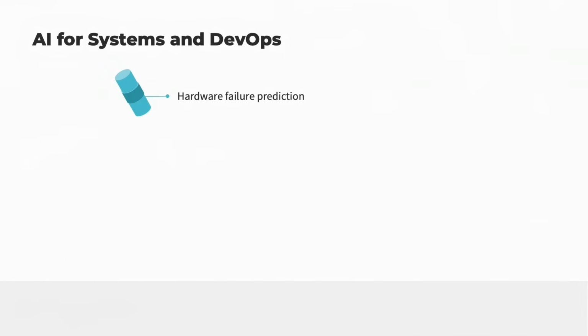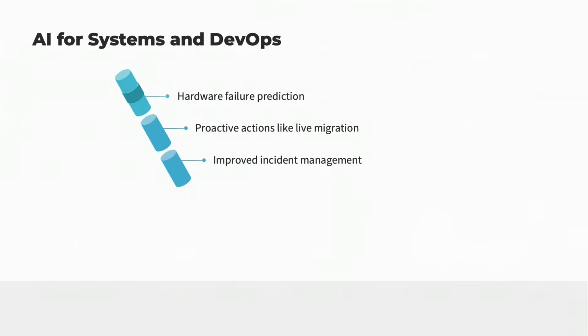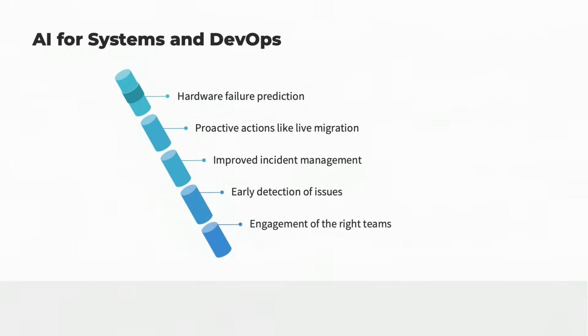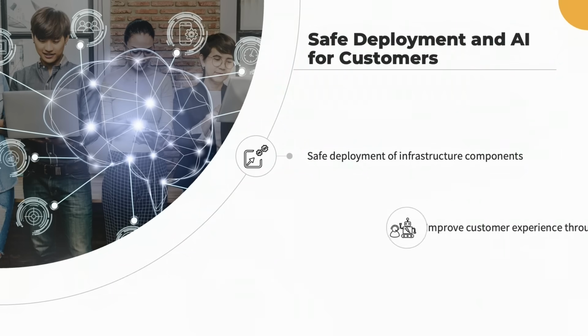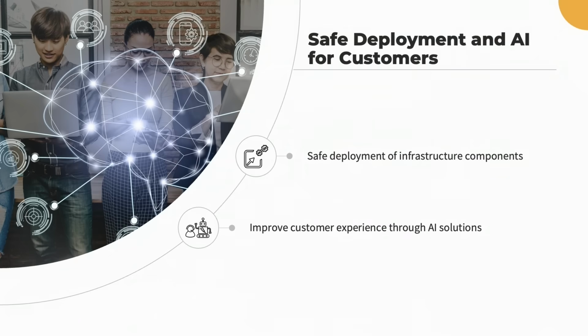Azure has introduced AI Ops solutions for system management automation, which includes hardware failure prediction and proactive actions like live migration. Additionally, AI solutions in DevOps include improved incident management with AI-based solutions enabling early detection of issues, engagement of the right teams, and rapid mitigation to reduce customer impact. Azure has developed a system for the safe deployment of infrastructure components to identify and prevent latent issues. There's also a focus on improving the customer experience through AI solutions, like decision support systems guiding customers to appropriate support resources.